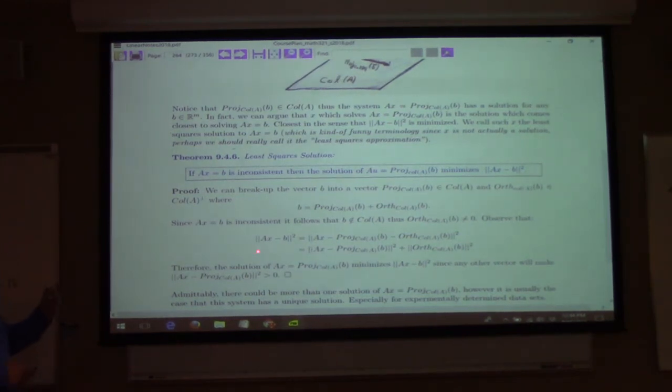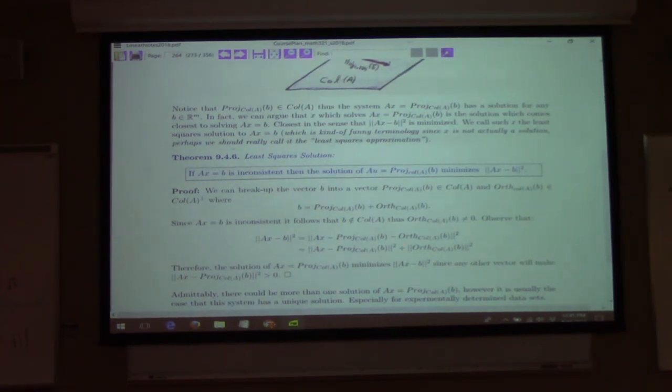Then, if I look at ||Ax − b||², well, I just take the b and rip it apart into this piece and that piece. The thing about this is Ax. What is Ax? Ax is a linear combination of columns of A, right? That's in the column space. The projection of b into the column space is in the column space. So the first two things are in the column space.